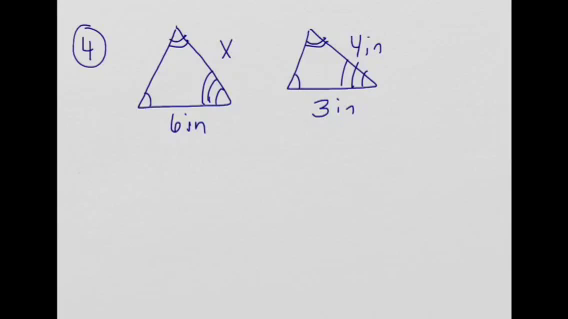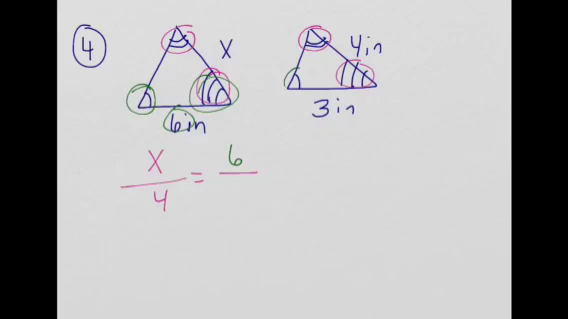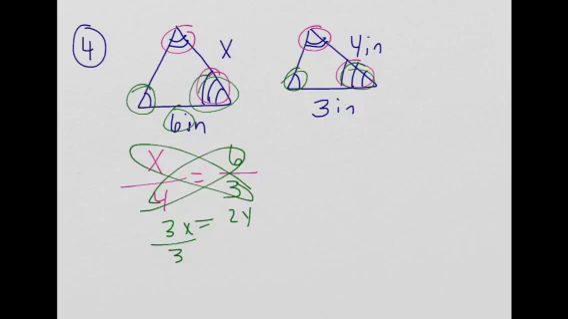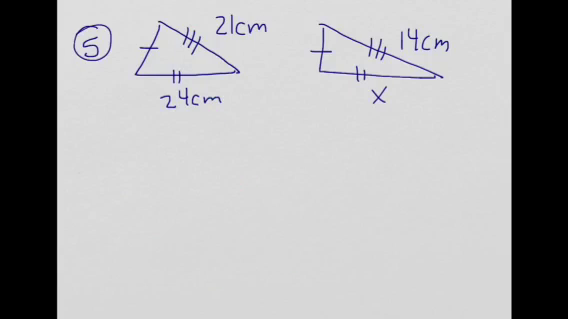Now we're going to set up our proportion. We're going to find our x. X is in between the second and third angles. So we're going to go between the second and the third angles and get 4. Go back to our triangle where the x was. We're now going to get 6. 6 is in between the first and third angle. So we're going to go first and third angle, and we're going to get 3. And then we're going to butterfly. 3x is equal to 24. Divide by 3. X is equal to 8 inches.